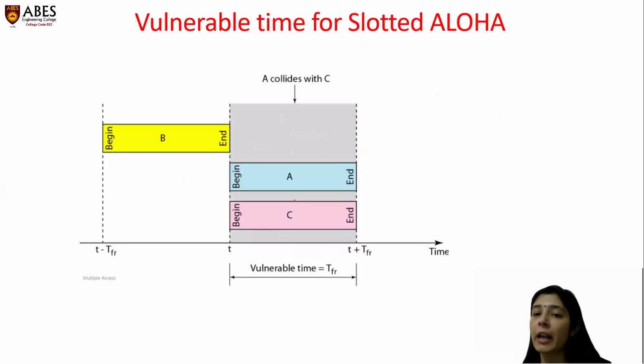Here we can calculate the vulnerable time for the slotted Aloha protocol. Here the vulnerable time is reduced in case of slotted Aloha. In case of slotted Aloha, TFR, the frame transmission time, is the vulnerable time. This is the time period during which there is a possibility of collision. If in this period only one station sends the frame, then definitely there will be no collision, and this frame will successfully reach the destination.